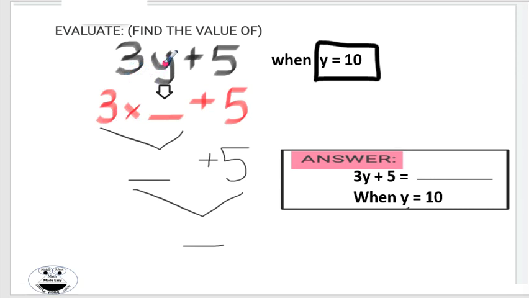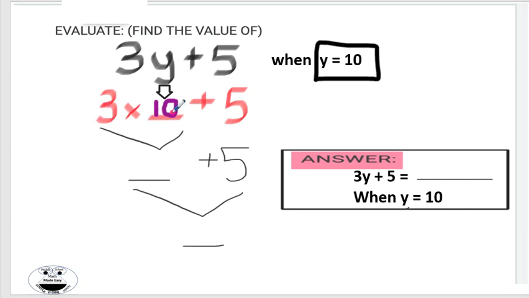And what we're going to do is instead of y, we are going to write what y is equal to. So we're going to look over here and we see it says y is equal to 10. So instead of y, I am going to write 10. Why? Because y is equal to 10. That's what they're telling me. I didn't have to find that out. And now all I need to do is do the operations.